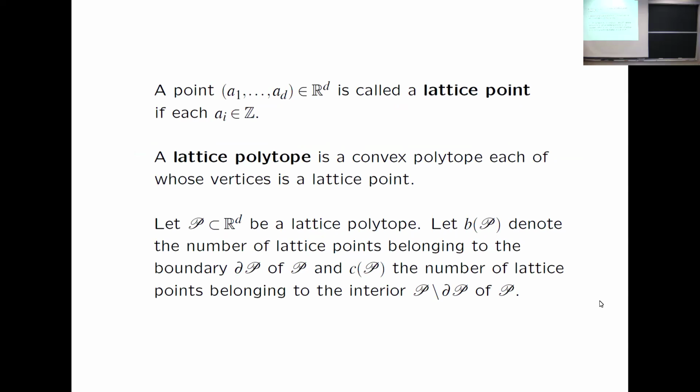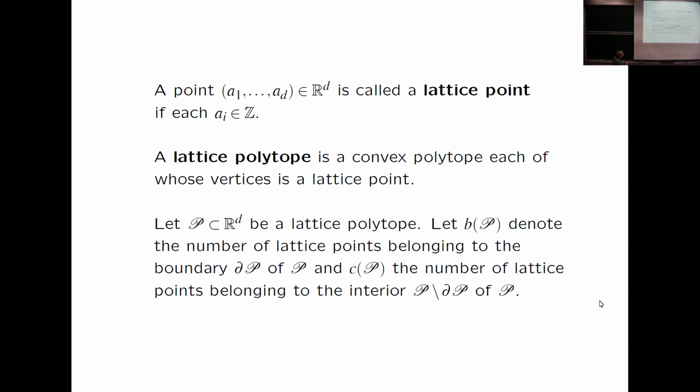First of all, a point (a1, ..., ad) in R^d is called a lattice point if each ai is an integer. So a lattice point is just an integer point. And a lattice polytope is a convex polytope each of whose vertices is a lattice point. So we consider lattice polytopes in R^d.